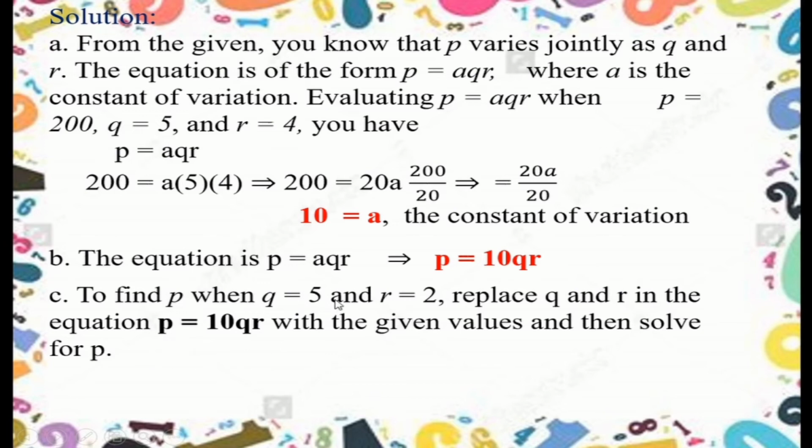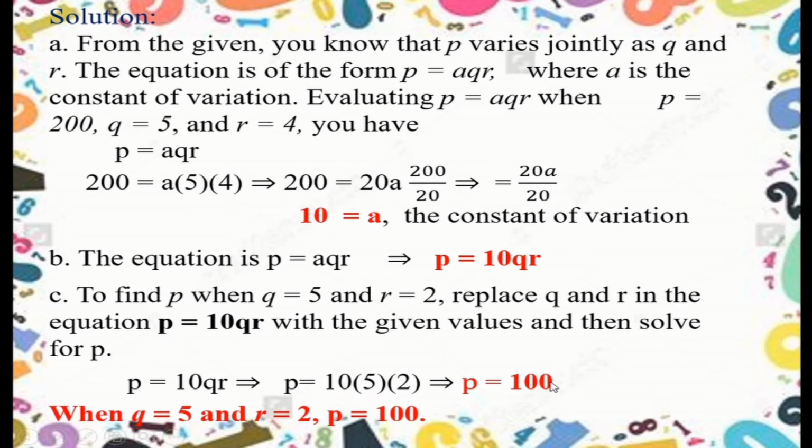So, we will have P, 10QR. P is unknown, equals 10 times 5 times 2. So 10 times 5 times 2, that is 100. So when Q is equal to 5 and R is equal to 2, P is 100. That is for the example number 1.